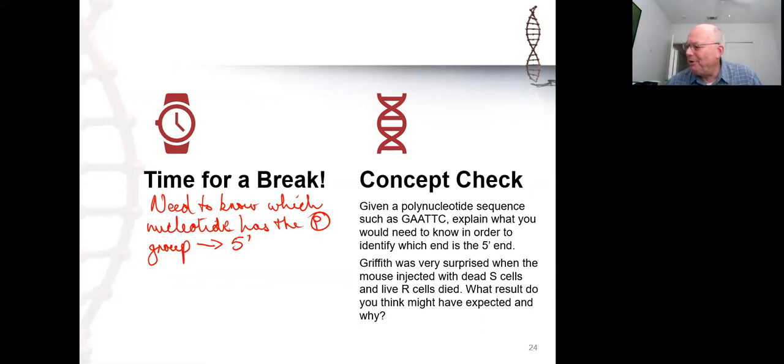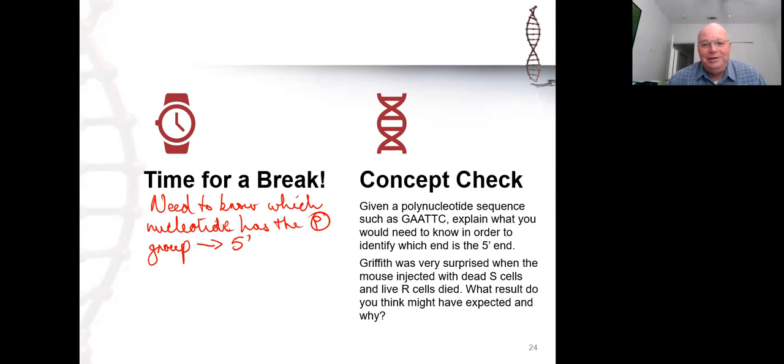So Griffith was very surprised when the mouse injected with the dead S cells and the live R cells died. What result do you think he might have expected, and why? Well, if you remember, I kind of gave you the answer to this question. We know the dead S cells don't kill the mouse. We know the live R cells don't kill the mouse. So if you're injecting two types of cells that don't kill the mouse, the expectation would be the mouse is not going to die, because neither of these cell types are pathogenic. Neither of these cell types are deadly under the circumstances.